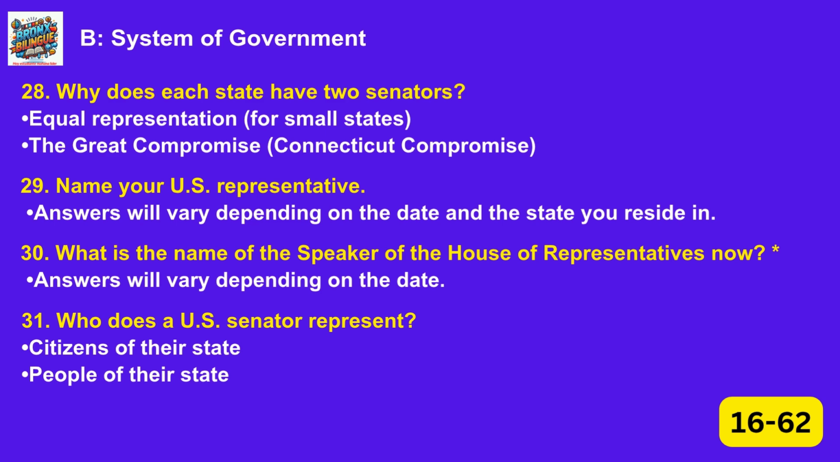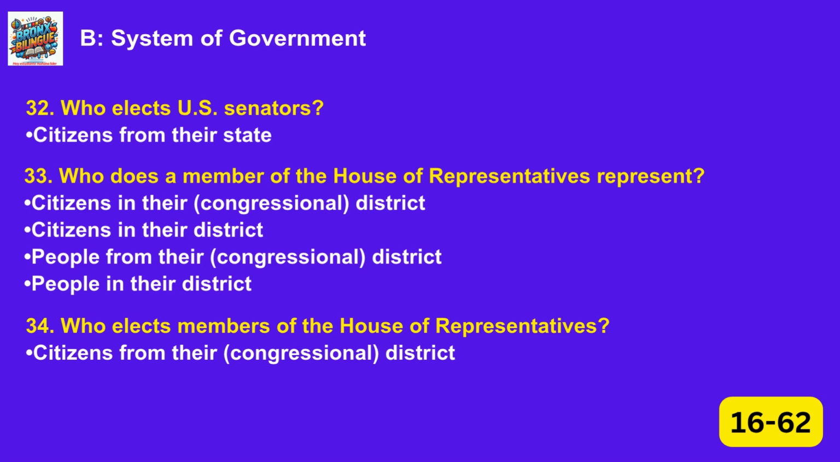People of their state. 32. Who elects U.S. Senators? Citizens from their state. 33. Who does a member of the House of Representatives represent? Citizens in their district. People from their district.